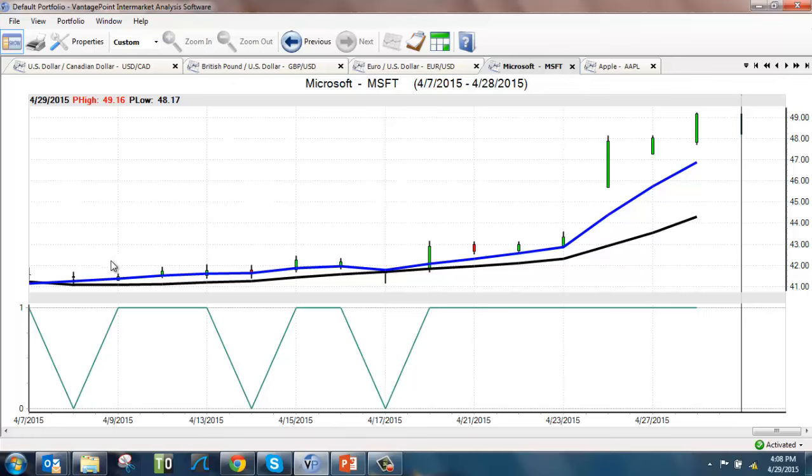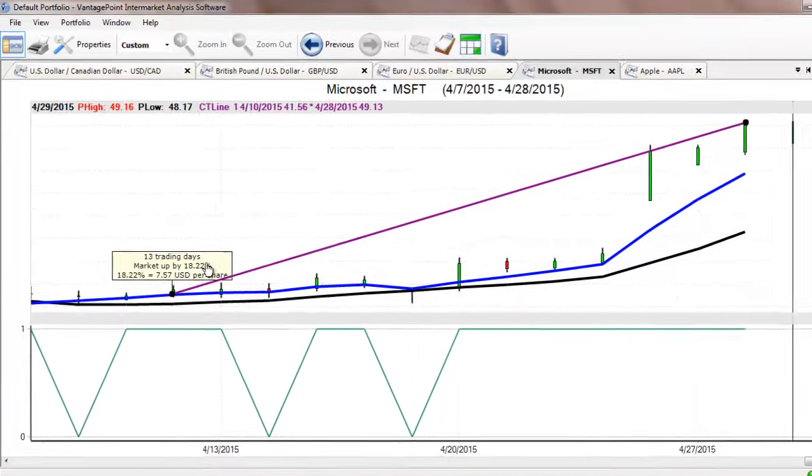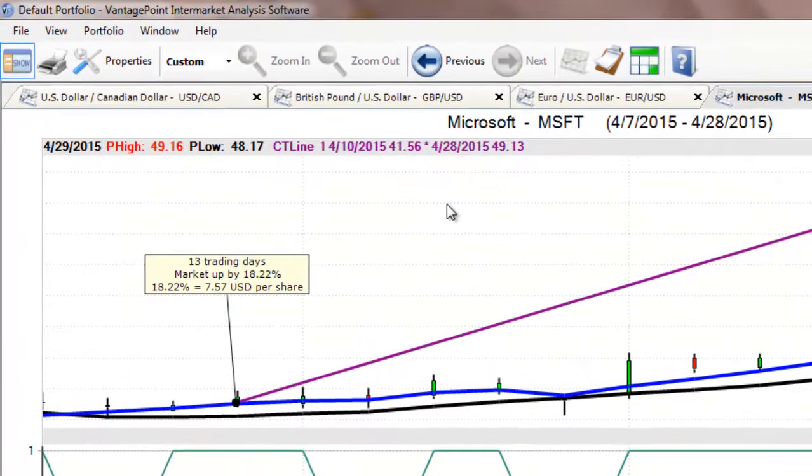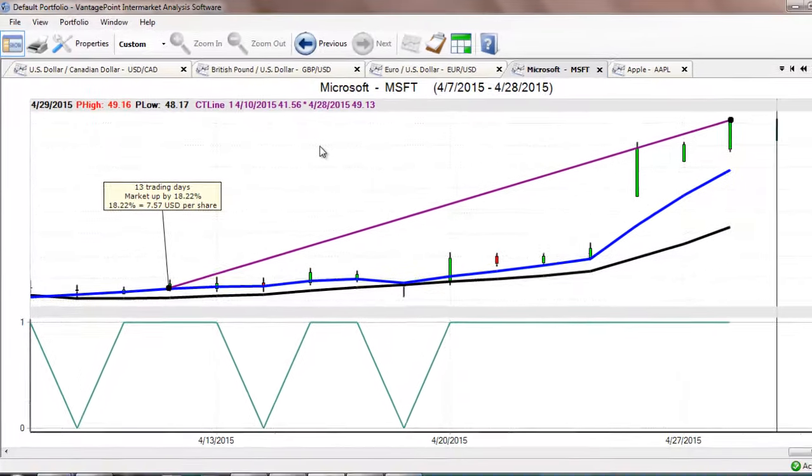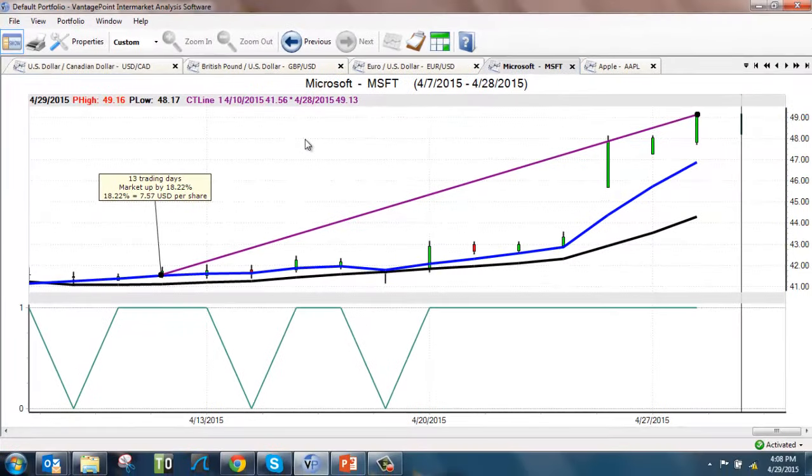VantagePoint indicated this trend was going to go up on April 9th. Just in a couple of days, it started to go up, and just in a couple of weeks, you're already profitable and making money. And that blue line, remember, stayed above the black line the entire time. And as of the close of business yesterday, you're up 18% or about $7.50 per share in a couple of weeks' time. Now, there's a lot of people out there with 2, 3, 5,000 shares of Microsoft. If you had this forecast, you're happy. 10,000 shares of that, or even 1,000 shares of that, you're talking about making $7,000 profit.